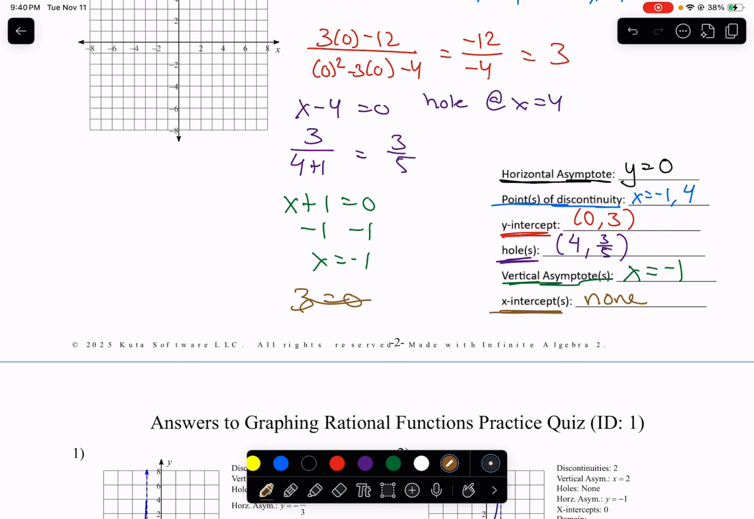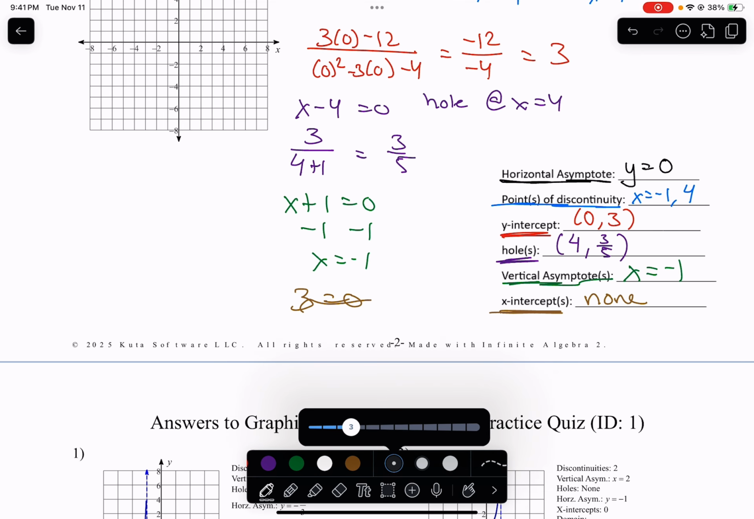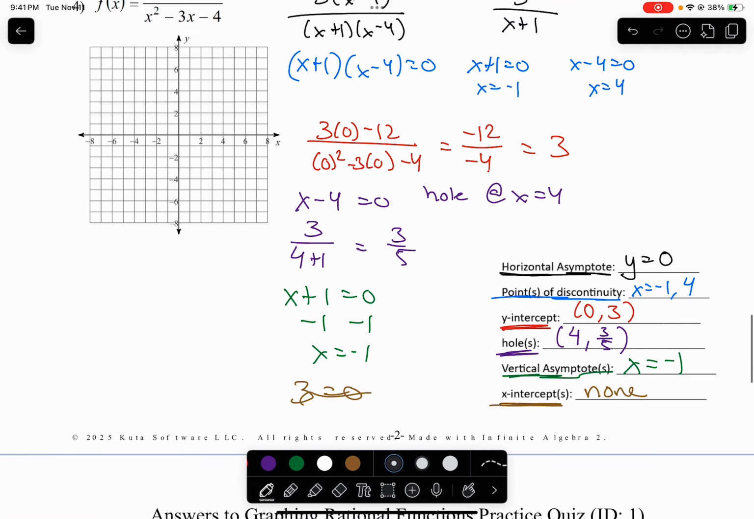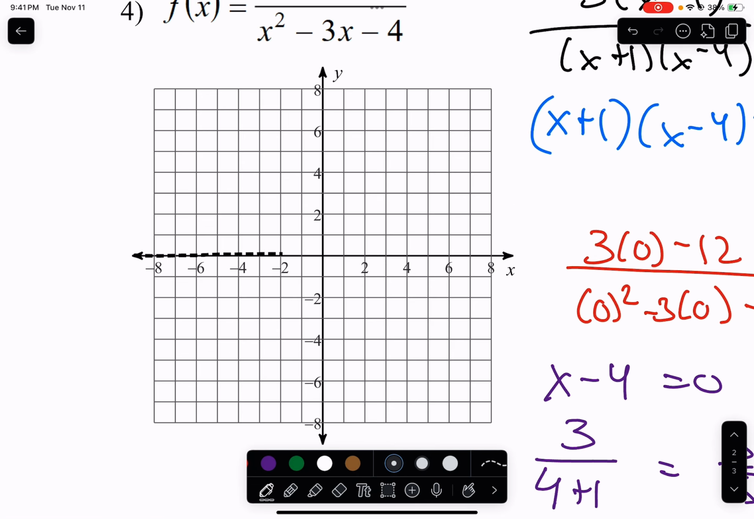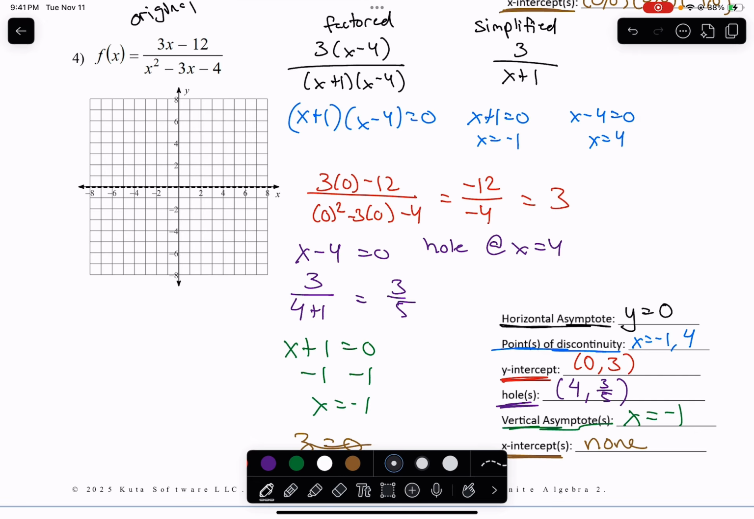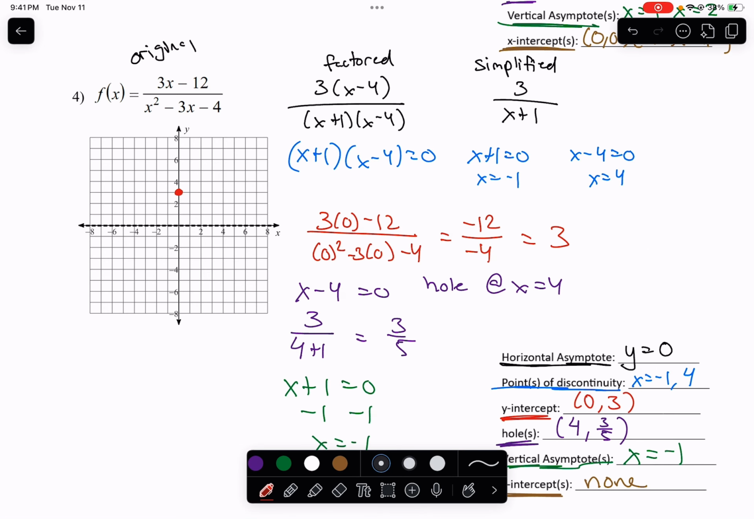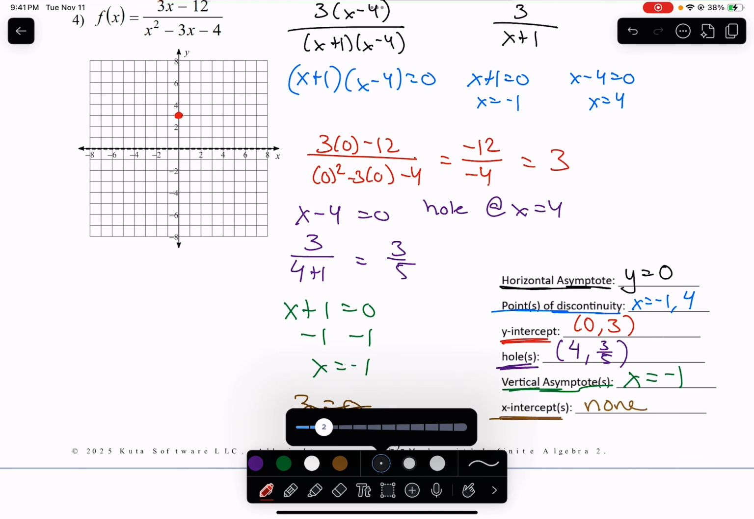All right, so now we can go ahead and plot what we can here. So my horizontal asymptote, I've got here at y equals 0. So I go and I plot my horizontal asymptote at y equals 0. My y-intercept is going to be at 0, 3.